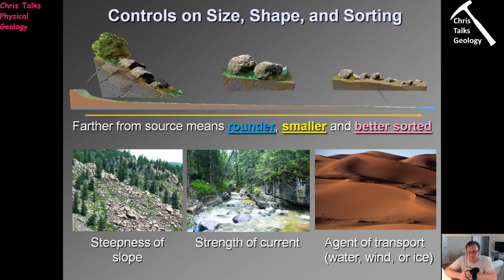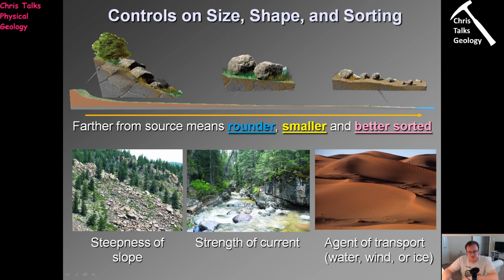Okay, so if the agent of transport is quite energetic, it's clearly going to cause the clasts to become rounded off faster. So, for instance, wind. Wind is quite an unenergetic transporting medium. So it's going to take a very, very long time for your clasts to essentially become rounded, become smaller, and become better sorted. In contrast, water is a far more energetic medium. So it's going to cause your clasts to become rounded, smaller, and better sorted considerably faster.